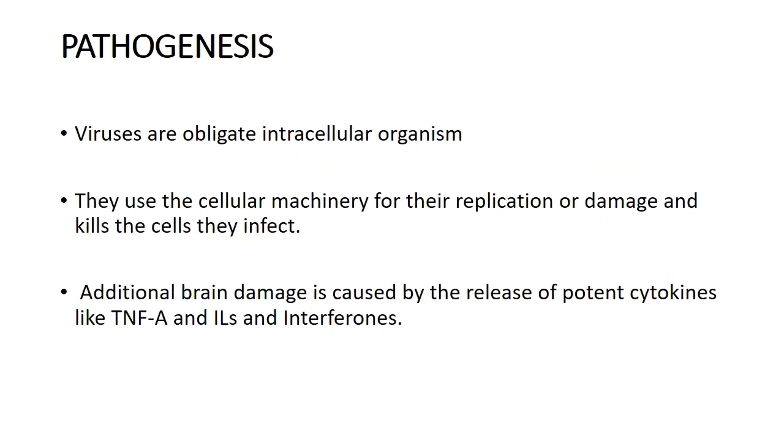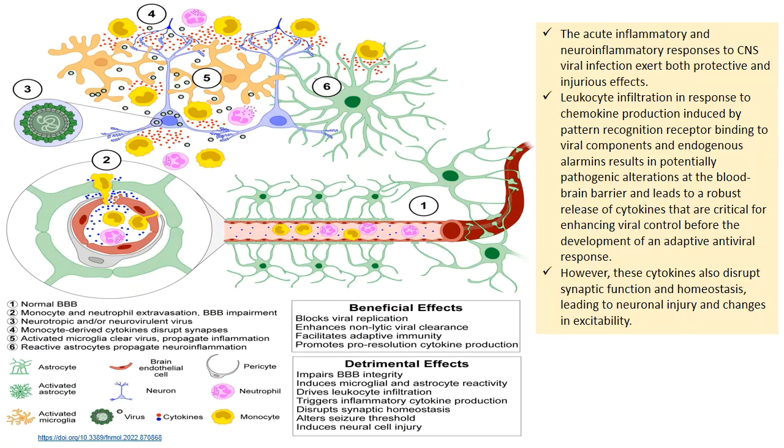So now coming to the pathogenesis. Viruses are obligate intracellular organisms. They use the cellular machinery of the host for their replication, and damage or kill the cells they infect. Additional brain damage is caused by the release of potent cytokines like TNF-alpha, interleukins, and interferons. So let's see how. As we can very well appreciate, this is an intact blood-brain barrier. This blood-brain barrier is disrupted by the infiltration of inflammatory cells, particularly the neutrophils and the monocytes.